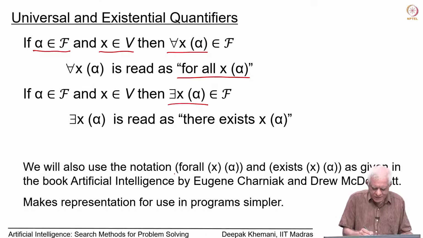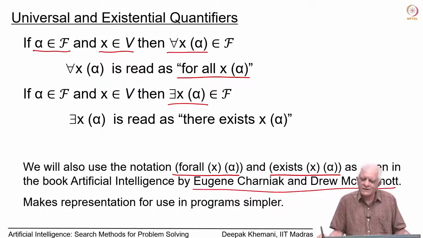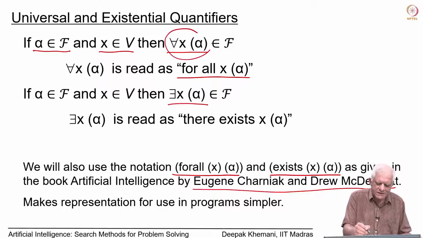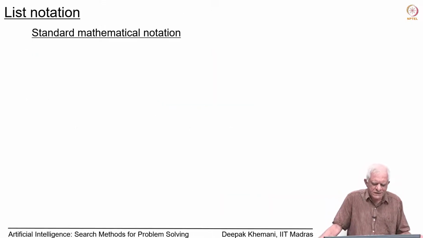If you are interested in programming, you may want to use this alternative notation, which is a list notation given to us by Charniak and McDermott, who wrote a very popular book in 1976 or something like that, which would be easier to write programs with, whereas these mathematical notations are not so easy to type into text programs. So, here you can just confine yourself to text and write programs for doing logical reasoning. That is called the list notation.